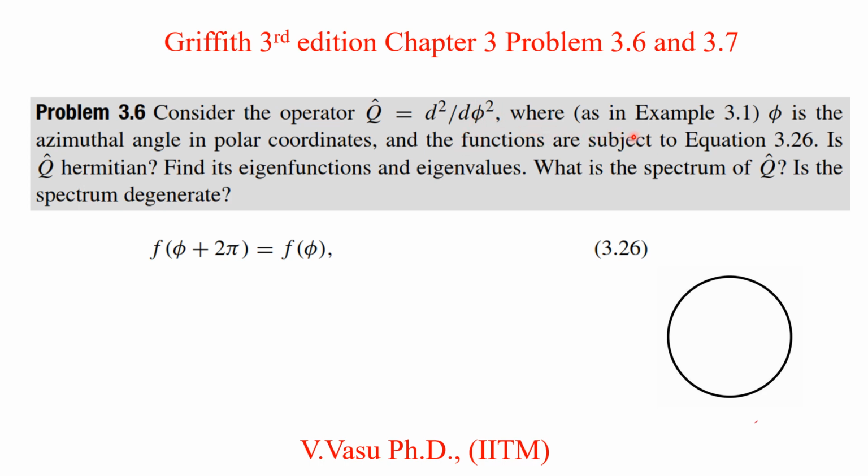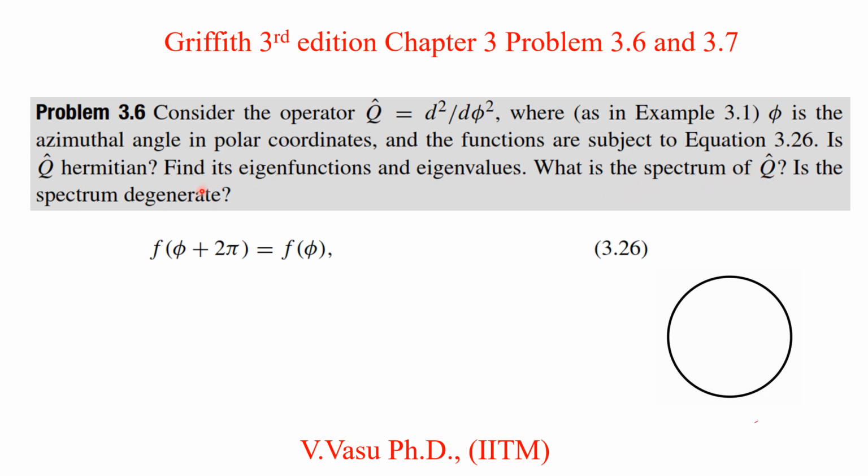Where, as in example 3.1, don't worry about that example, φ is the azimuthal angle in polar coordinates and functions are subject to equation 3.26. Is operator Q Hermitian? Then find its eigenfunctions and eigenvalues. What is the spectrum of operator Q?